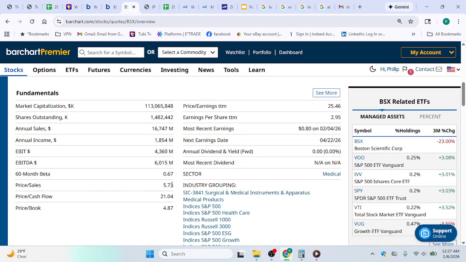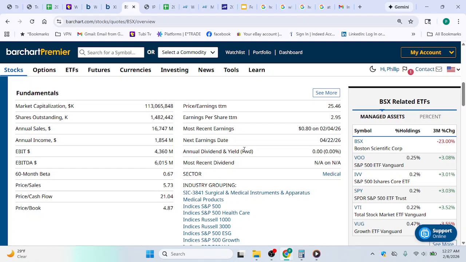Price divided by sales is at 5.73. That's not too bad, in my opinion. Price divided by cash flow is 21 times cash flow. That's kind of normal for a company that size. And then price divided by book. And then over here you get price divided by earnings, which is 25.46.